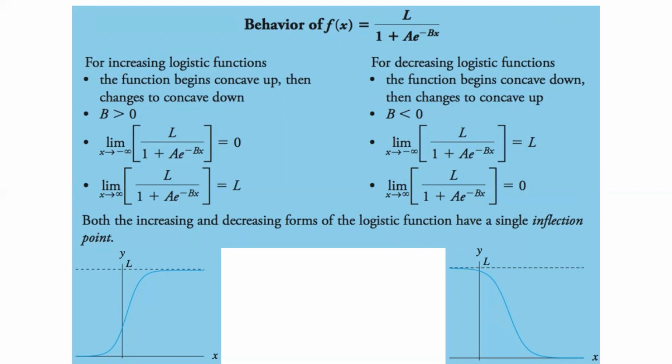Another thing to note is both increasing and decreasing forms have a single inflection point. That's where the concavity changes. It's going to be right about here. As we can see, it's concave up here, and then it switches to concave down. Now this one, it's going to be somewhere about here. It starts out concave down, and then it ends up concave up. And that single inflection point, we can actually find really nicely with our calculator, with something we're going to learn about later in the course.